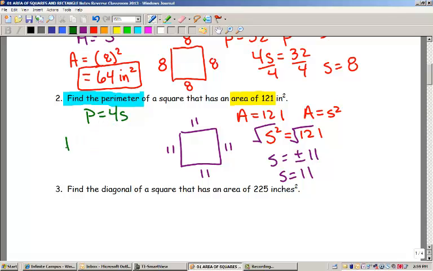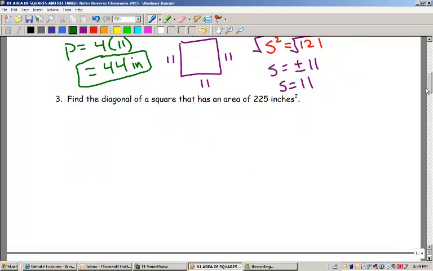So to finish the question, they want to know what is the perimeter. I take 4, multiply it by the length of one side, so the perimeter is 44. The units should be to the first power, so we're talking about 44 inches. So the distance around the square would be 44 inches. Next question.